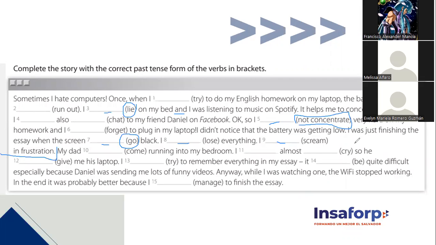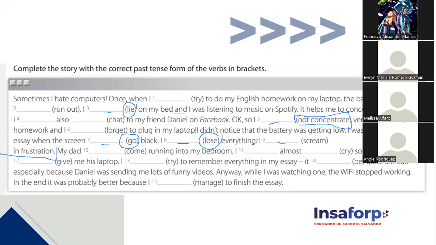They say I heard "lose," and what do we say if something goes off? Something goes black, or if it went black in this case, what's the verb right here? Same as in the previous one. What is the verb we need in number 8? What is the verb we need here? Lost. Exactly. Lost, okay. And number 9? Screamed, very good, in frustration.